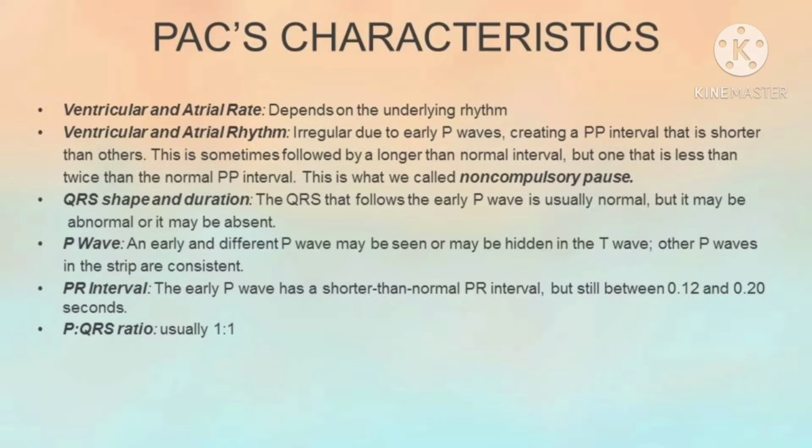QRS shape and duration. The QRS that follows the early P wave is usually normal, but it may be abnormal or it may be absent. P wave: an early and different P wave may be seen or may be hidden in the T wave. Other P waves in the strip are consistent. PR interval. The early P wave has a shorter than normal PR interval, but still between 0.12 and 0.20 seconds. P to QRS ratio. It is usually 1:1.